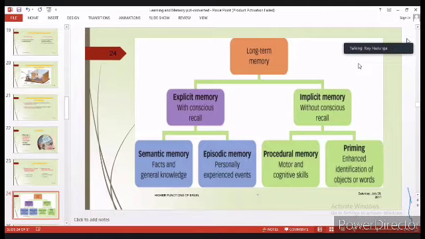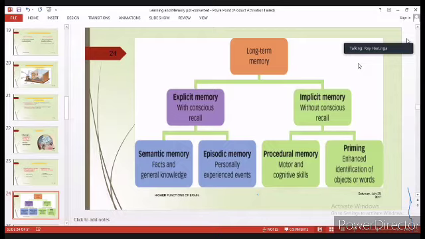It's stored in the long-term memory, and you don't have to literally think about it. And then priming is just enhanced identification of words and objects. You don't need to think about it. You just have that ability to do that.